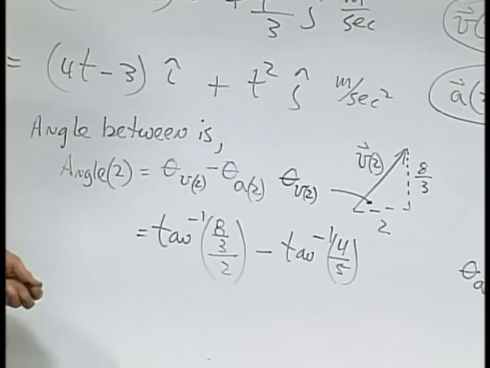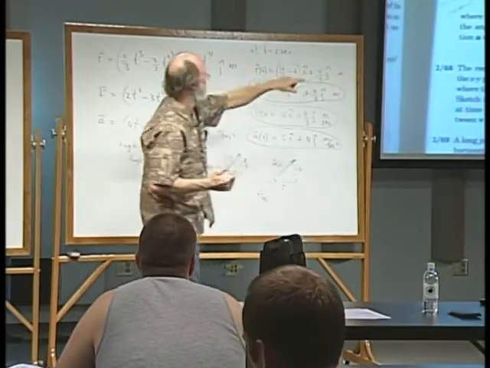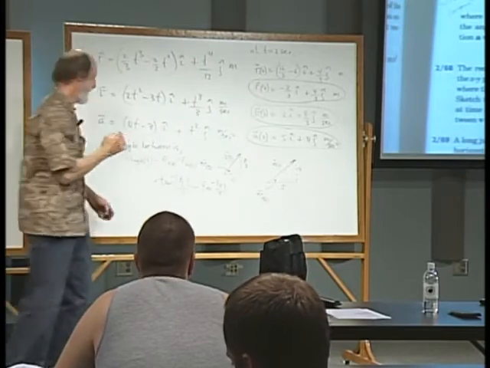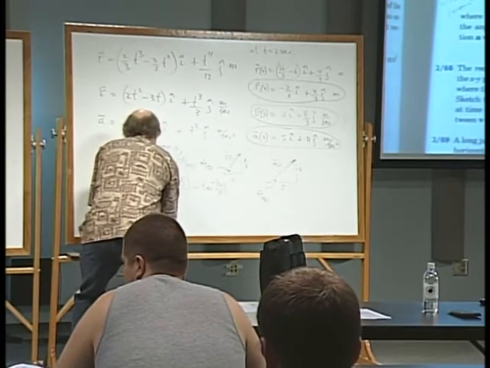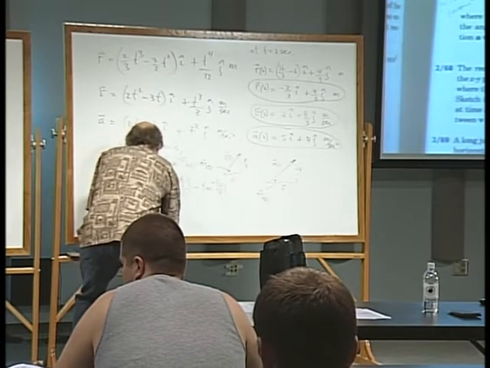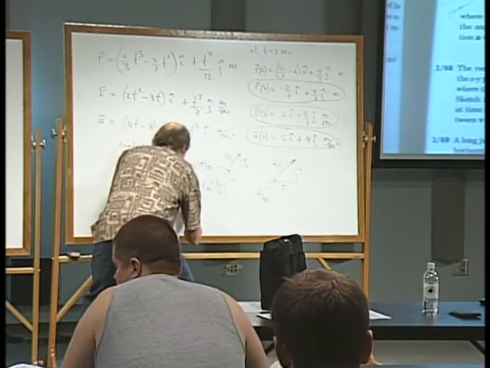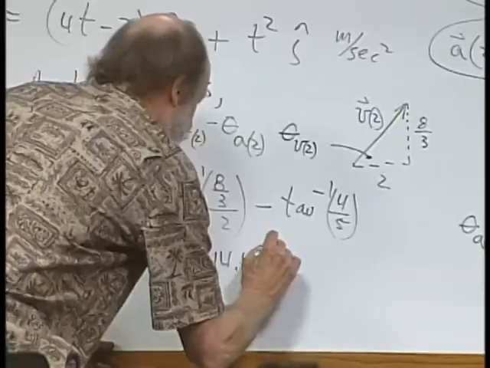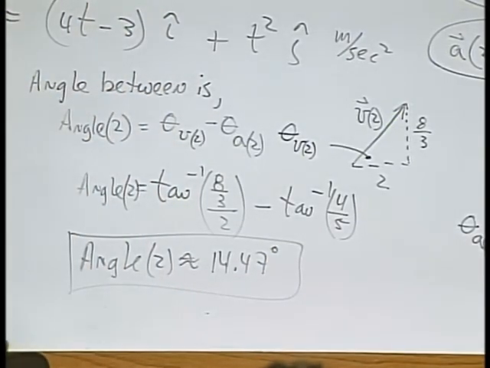Now, if you crank this out on your calculator, did anybody do that, degree measure? What'd you get? Yeah, that's about 14 and a half. You got it right, 14.47. You can see it up there in the book. Okay, so this angle at 2 seconds should be approximately 14.47 degrees between those two vectors.